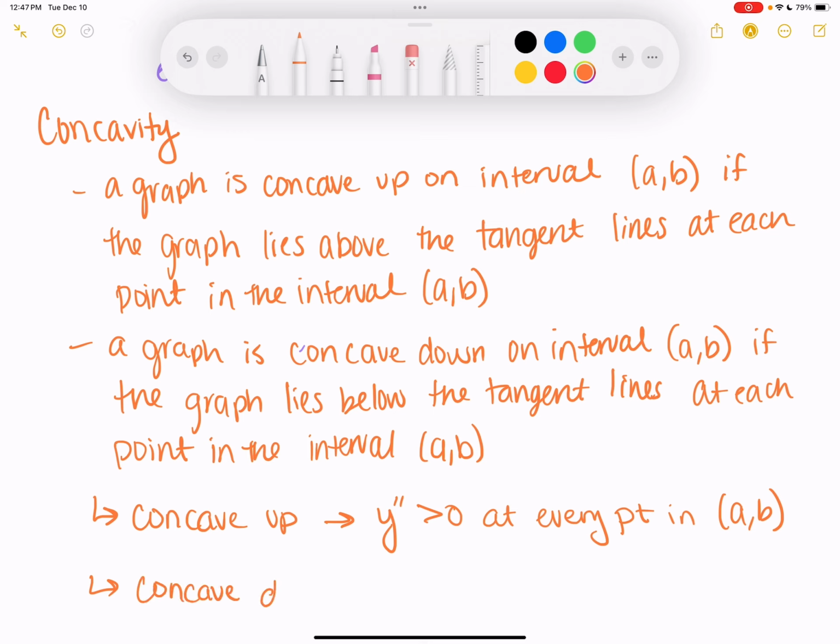So concave down, y double prime is less than 0 at every point in A to B.